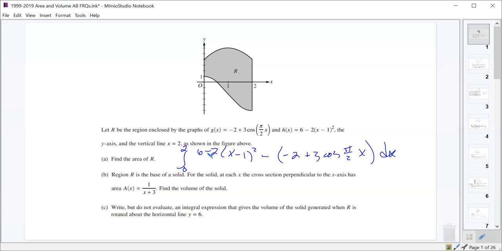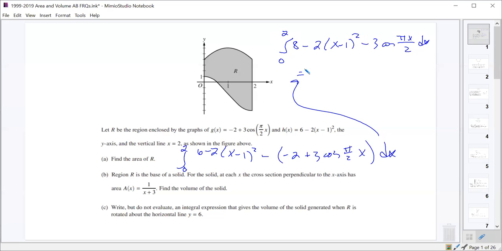So the 6 and the minus the negative 2 is going to give me what? 8. So I'm going to have 6 minus negative 2 is 8. I'm going to have 8 minus 2 times (x minus 1) squared. And I'm going to have minus 3 cosine(pi over 2 x). So that's the thing that we want to integrate.